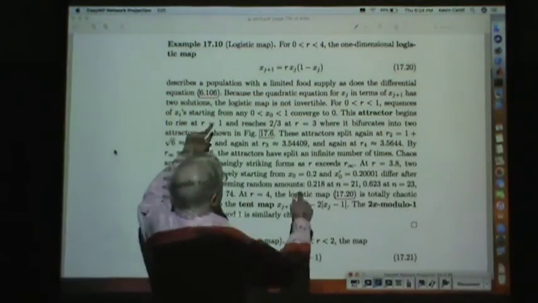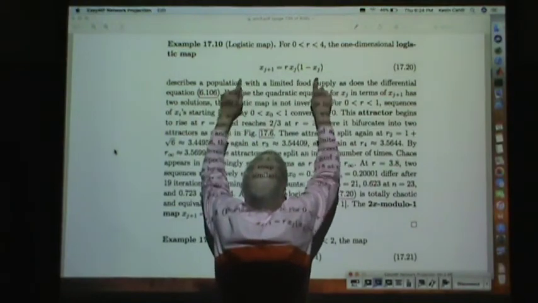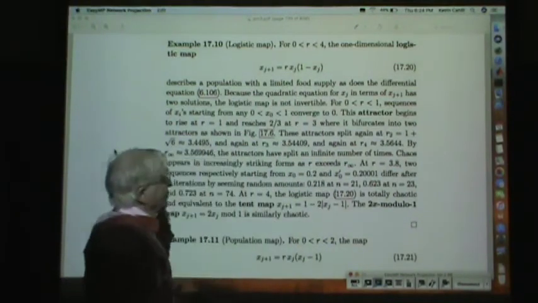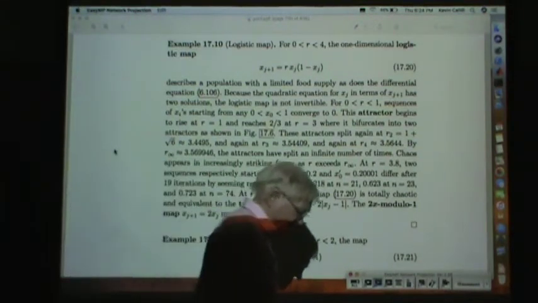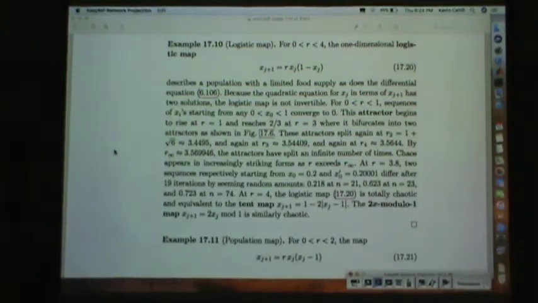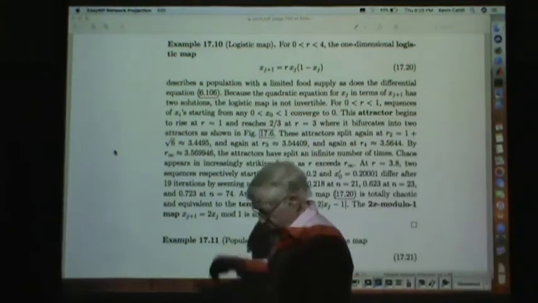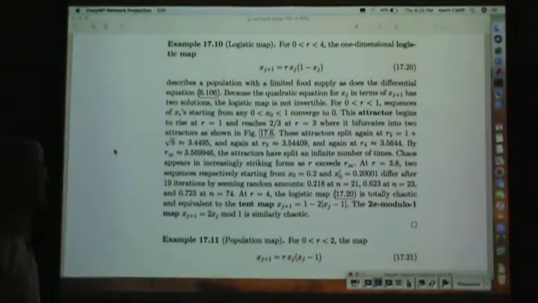Now, if you wanted to invert this and solve for xj in terms of xj plus 1, well, you've got a quadratic equation, you've got two solutions, so the map is not invertible. So that's why you can have chaos in this system, even though it's a one-dimensional map, one-dimensional system. And so for r between 0 and 1, if the sequences start between 0 and 1, the sequence converges to 0.